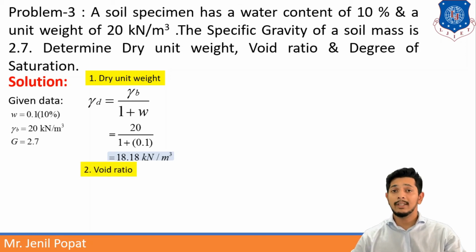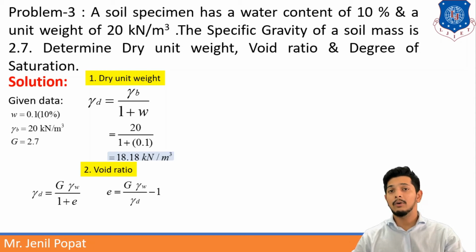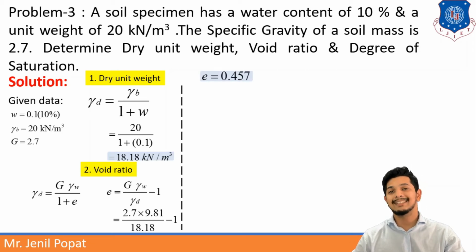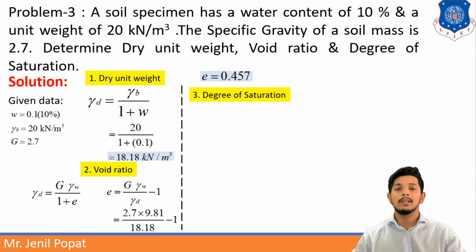Let us move to second thing, that is void ratio. For finding out void ratio, I will use the equation gamma D is equal to G into gamma W upon 1 plus E. Here I have gamma D now, I have G and gamma W value, so I can find out E value. So I am making E as a subject of the equation and putting G, gamma W and gamma D values in the equation. I will get E as 0.457.